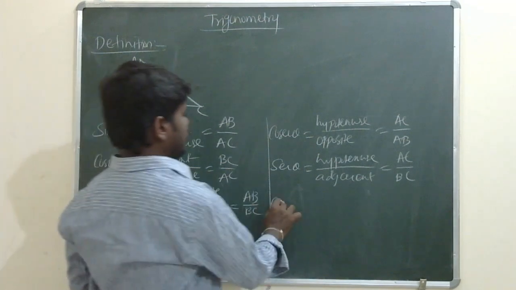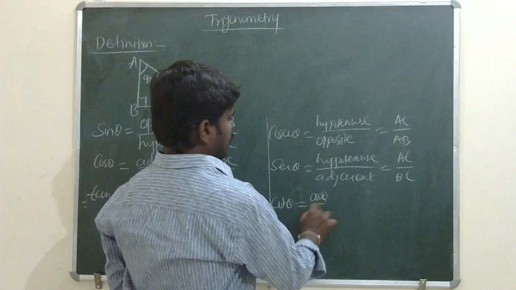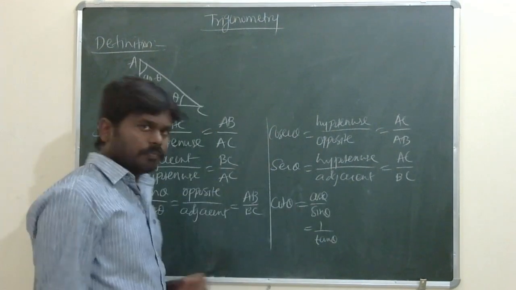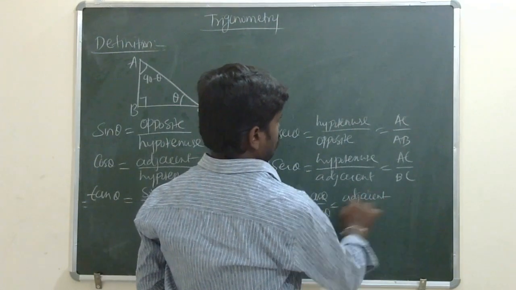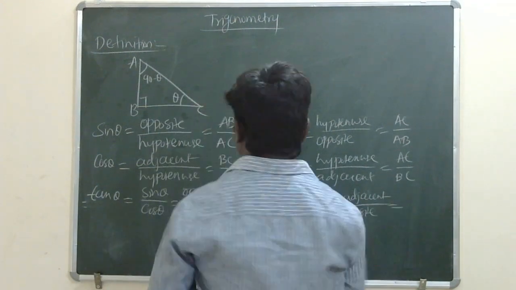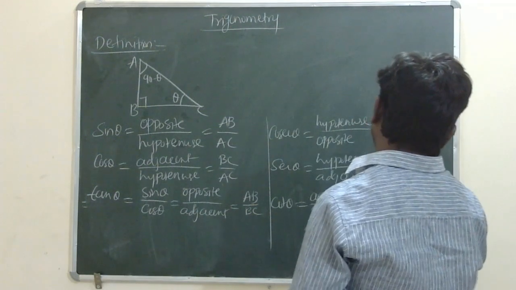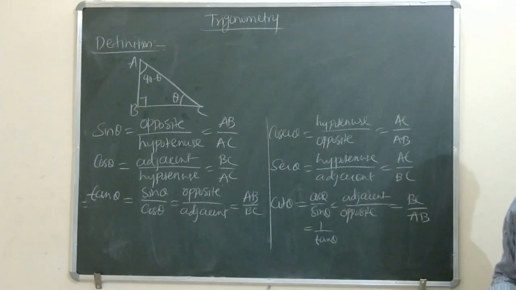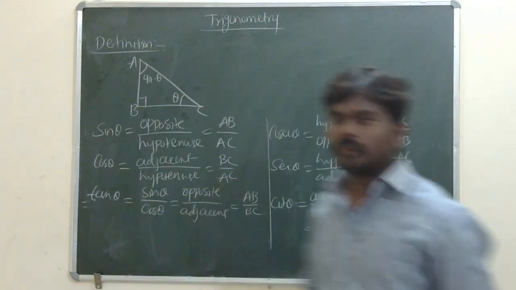So next cot. So cot theta is nothing but cos theta by sin theta, or else 1 by tan theta. Both are equal. Or else you can write here adjacent by opposite. So here adjacent is BC and opposite is AB with respect to the angle theta. So these are the 6 trigonometric ratios. Okay. So with respect to the angle theta, right?